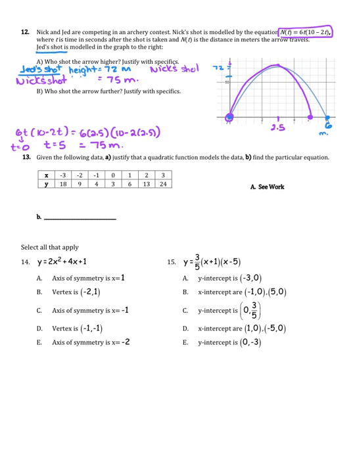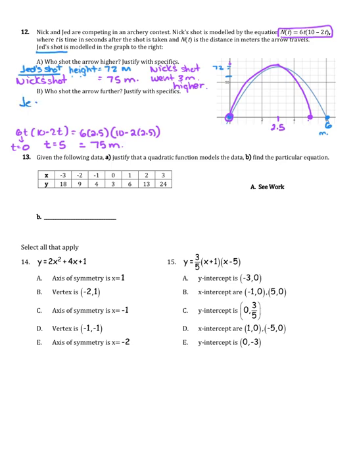Nick's shot went 3 meters higher. And as long as you're showing your work, you can consider that as a justification. All right, let's look at this next. Who shot the arrow further?